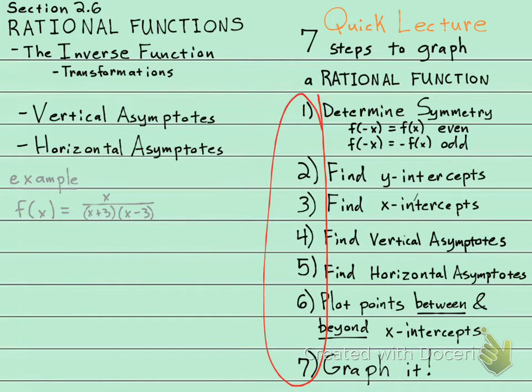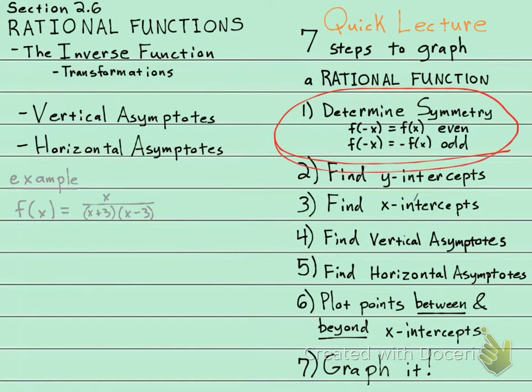And most of these you've already seen. We have determine the symmetry, which is even or odd. Even is going to reflect about the y-axis, like this. Odd is going to reflect about the origin, like that. Then we know the y-intercepts. How do you find a y-intercept? Hey class, how do you find a y-intercept? You plug in 0 for x. Hey class, how do you find an x-intercept? You plug in 0 for y.